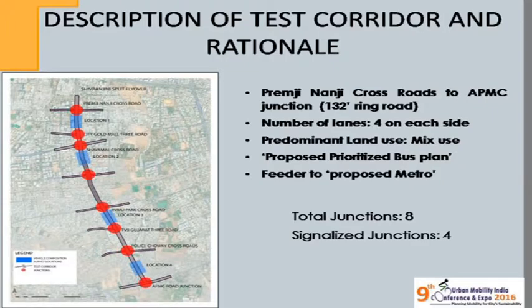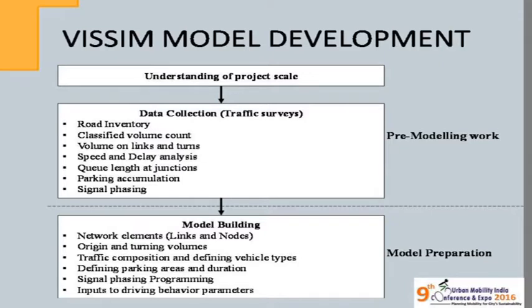So the VISSIM model development involved pre-modeling work that included data collection, followed by model preparation that included creation of network elements, origin and turning volumes at the mid blocks and junctions, then traffic composition and defining the vehicle types, defining parking areas and duration, signal phasing programming, and inputs to the driving behavior that are Indian.